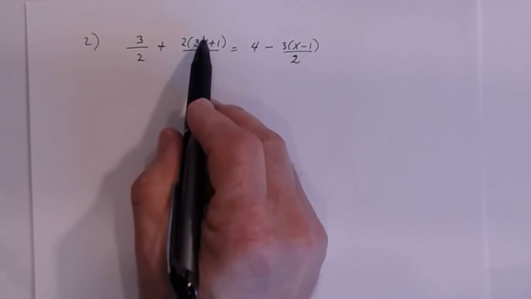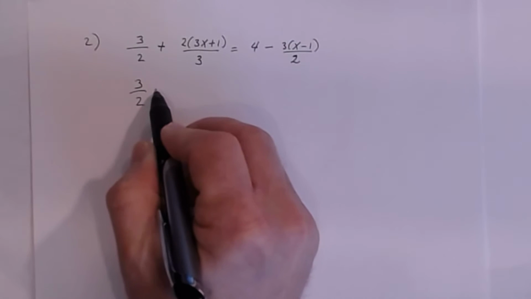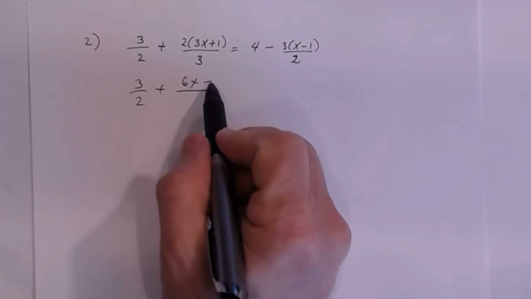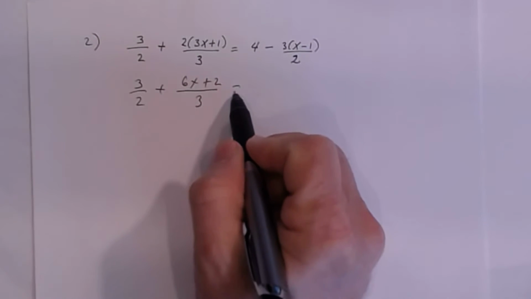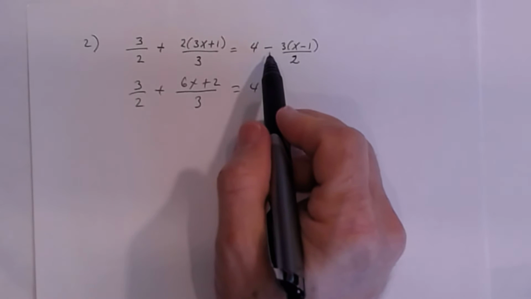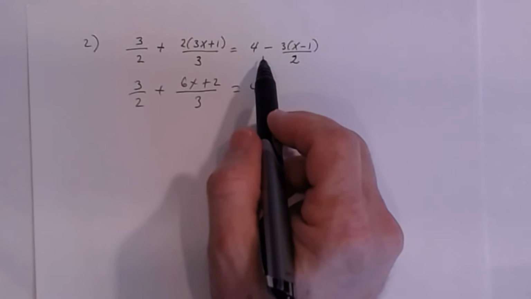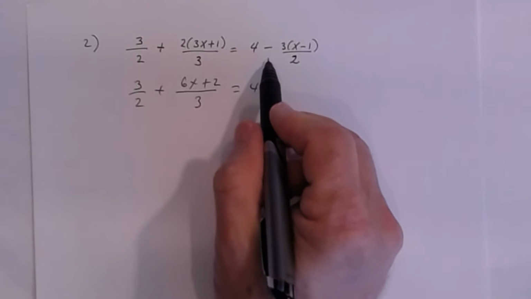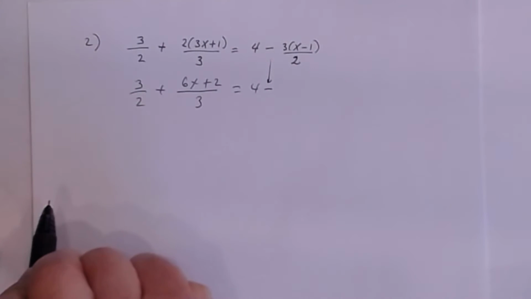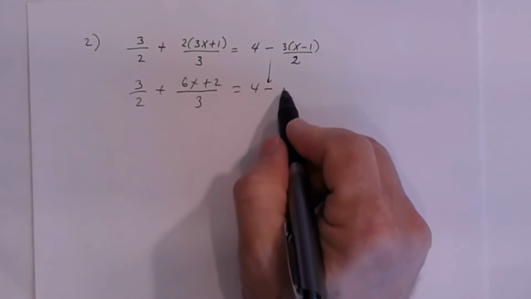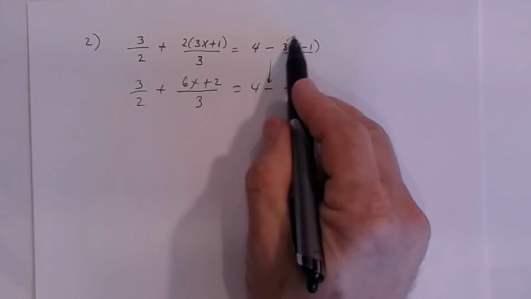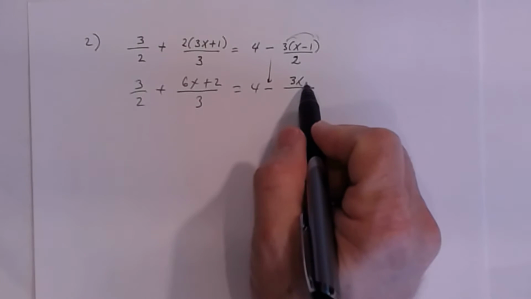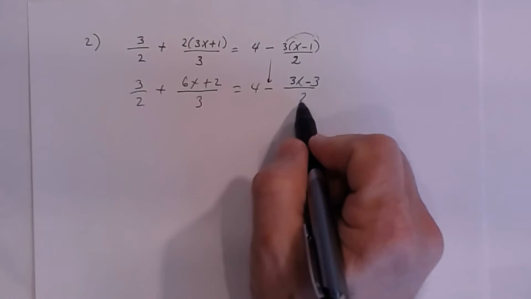So I'm going to go ahead and distribute this 2. So I get 3/2 plus, in the numerator, 2 times 3x is 6x, and then 2 times 1 is 2, divided by 3, equals 4. Now, there are a couple of things you could do. You could change the subtraction to an addition problem. Some students do, some students don't. I'm going to leave it as a subtraction, so I'm just going to bring this down. In the numerator, I'm going to distribute just the 3. So 3 times x is 3x, 3 times a negative 1 is a negative 3, divided by 2.